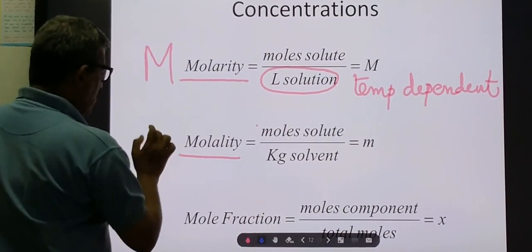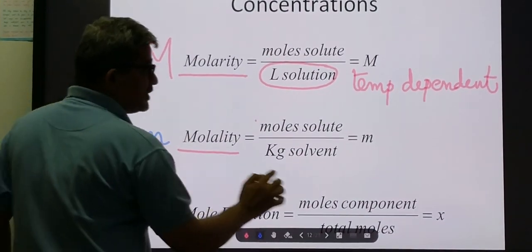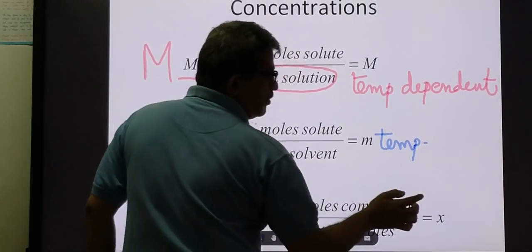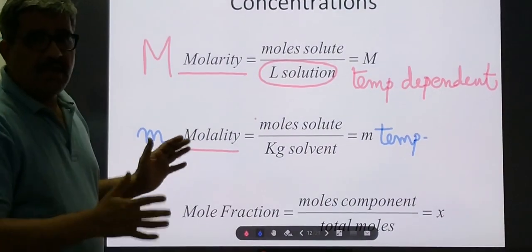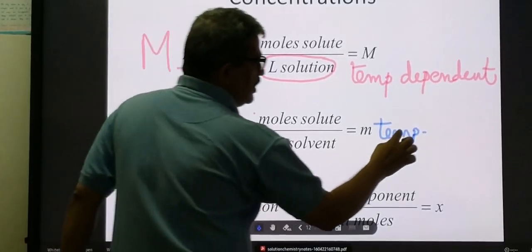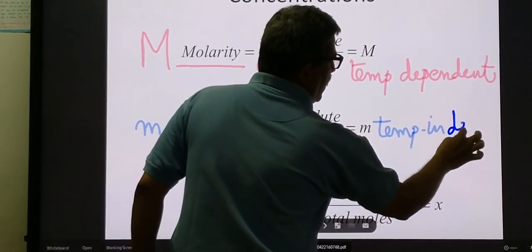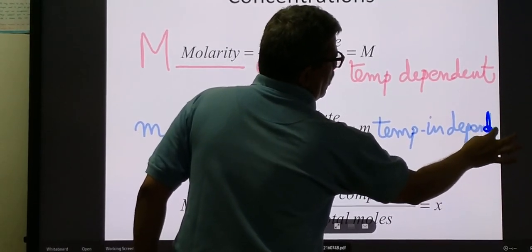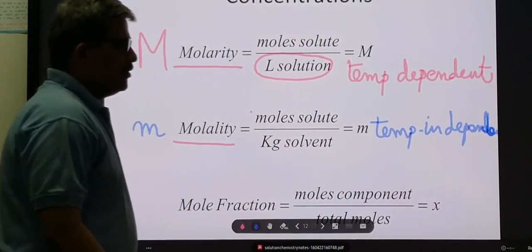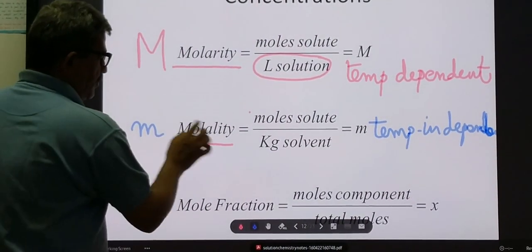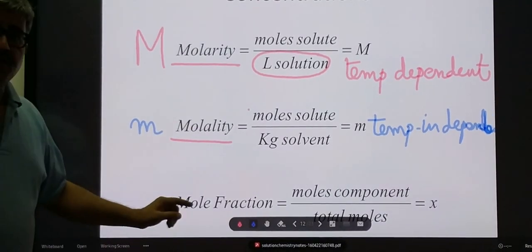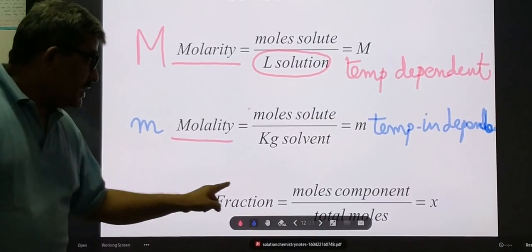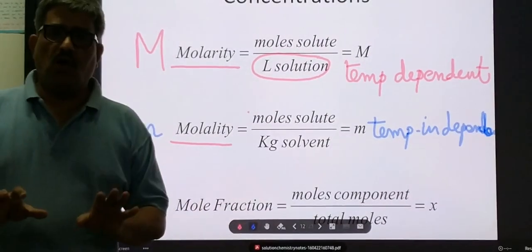Now, whereas this one, small m, is temperature independent. That means it is not depending on temperature. Alright, and mole fraction. This is also not depending on the temperature. Why is it so? Because here also there is no volume term.